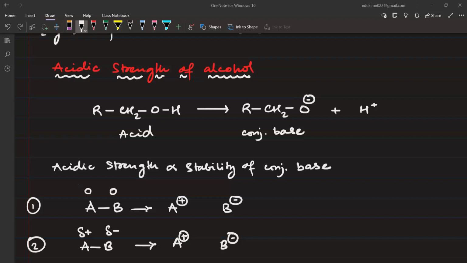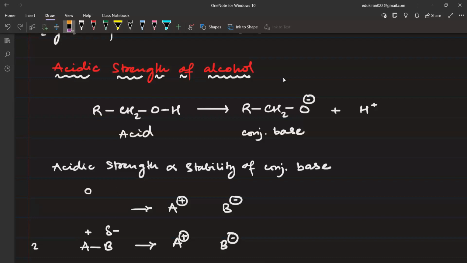Second case, right? Because we already have some positive and negative charges, so it will be easier to give them more positive and more negative. That means as the polarity increases, breaking is easier. Now I'm talking about OH. If we have a more polar OH bond, then breaking this bond will be easier and liberating H plus will be easier. Correct, guys? Yes or no?